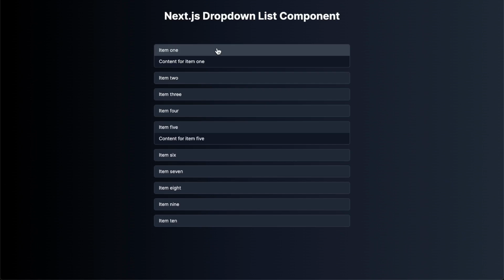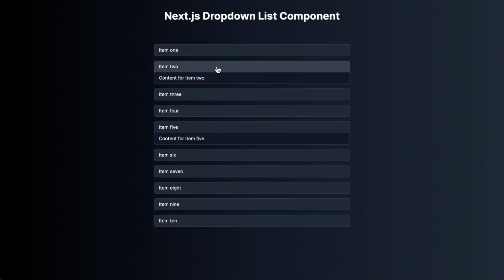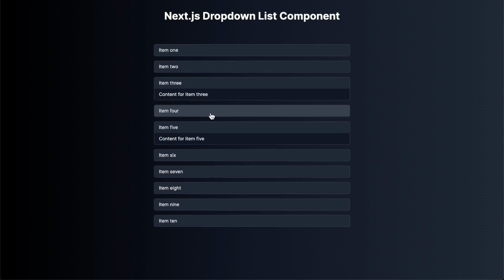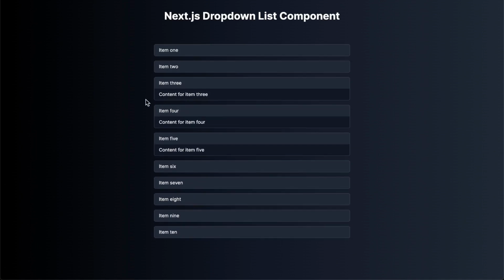and out nicely. Nice little hover effect when you hover over the items, and just a nice clean looking drop-down list. So without further ado, let's go create this within VS Code using Tailwind, Next.js, and React.js.